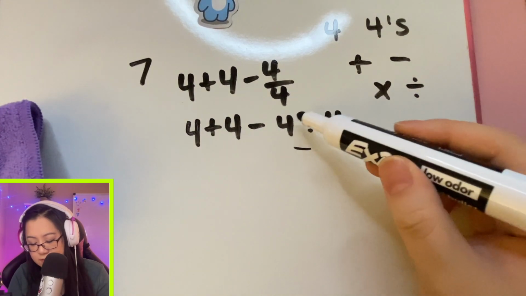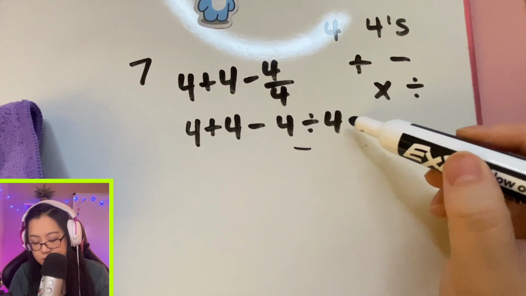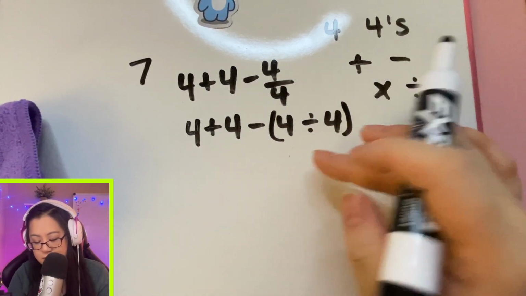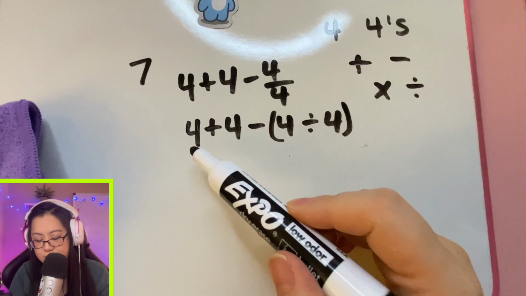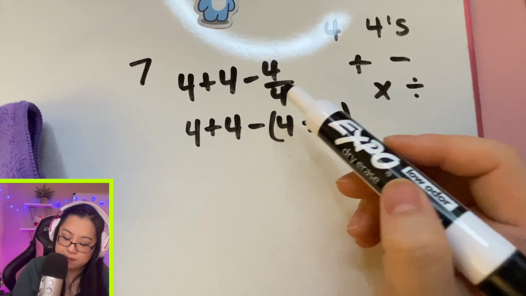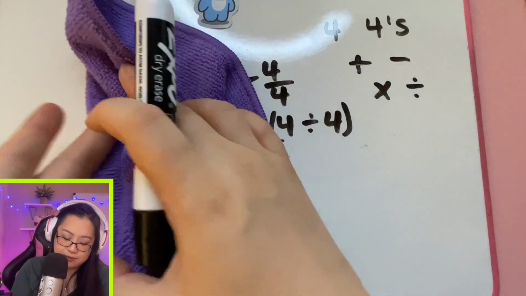is always first 4 divided by 4. But if you really want to make sure, you just put some parentheses there. So this is 1, then you have 4 plus 4 is 8, minus 1 is 7. But these are the same. Okay, cool. Number 8.